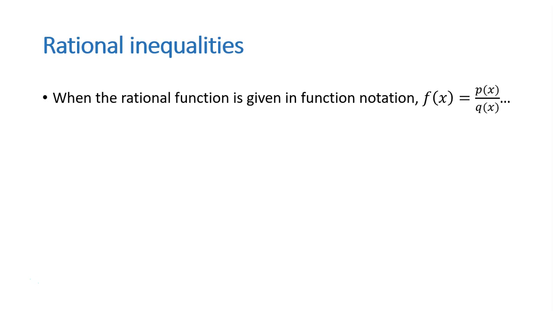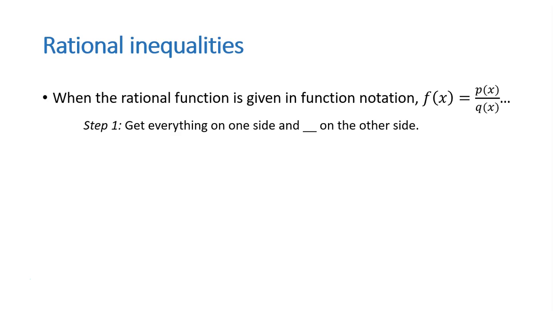So when our rational function is given in function notation, so f of x is equal to a polynomial divided by another polynomial, our first step to solve our rational inequality, just like with polynomial inequalities, is get everything on one side and get 0 on the other side. Now, because we have a rational function instead of a polynomial function, it may be a little more labor intensive to do this, but when we get to that, we'll deal with it. Just keep in mind everything's on one side, and also everything is combined into one rational expression, if at all possible. So everything's on one side, zero's on the other side, and the left-hand side of the inequality is one rational expression. Everything's fully simplified.